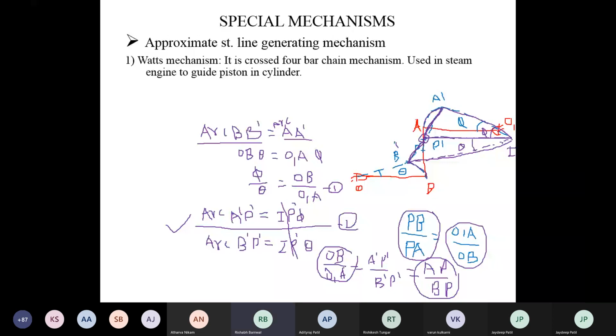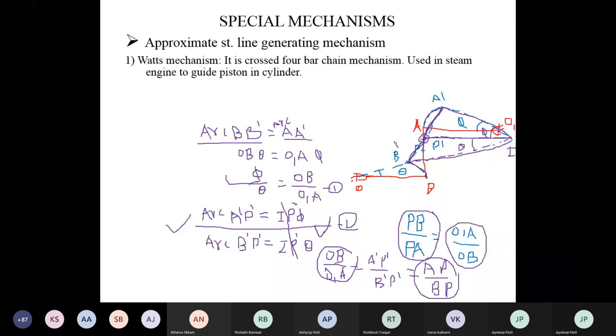Now you have to divide these two equations. You have to write down the equation in terms of phi by theta, means यहाँ पे डिवाइड बाय करना है, बस मैंने बीच में लाइन खींची है बस. यहाँ पे क्या हो जाएगा, I P dash get cancel. Now you will get here arc A dash P dash upon arc B dash P dash. Means I will write here, you have to equate these two equations because phi by theta and phi by theta one side is same. Okay, so you have to write down here OB upon O1A is equal to A dash P dash upon B dash P dash.